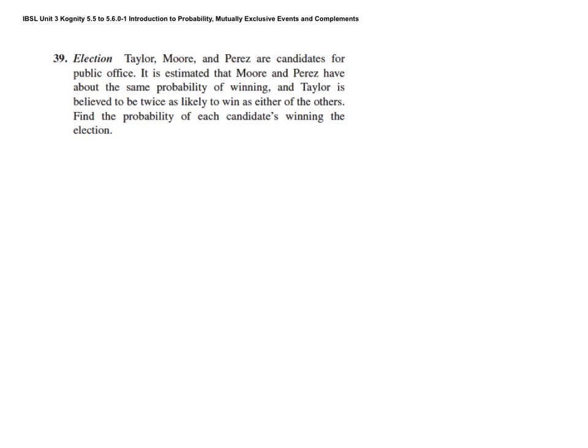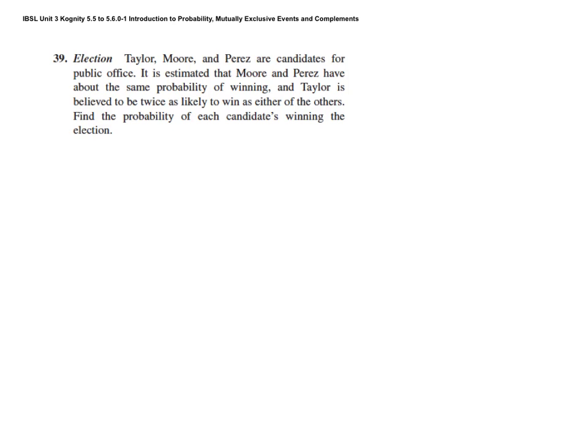Here's one other one, and I want to give you guys a couple minutes to try this one on your own. Taylor, Moore, and Perez are candidates for public office. It's estimated that Moore and Perez have about the same probability of winning, and Taylor is believed to be twice as likely to win as either of the others. Find the probability of each candidate's winning the election.